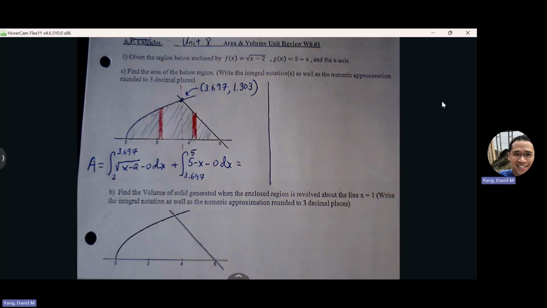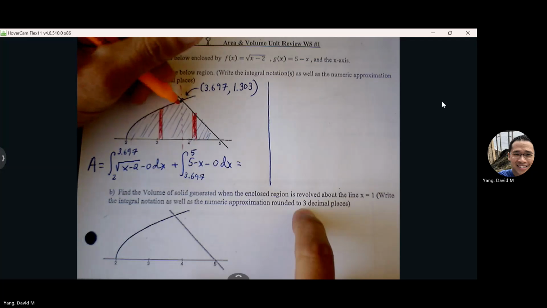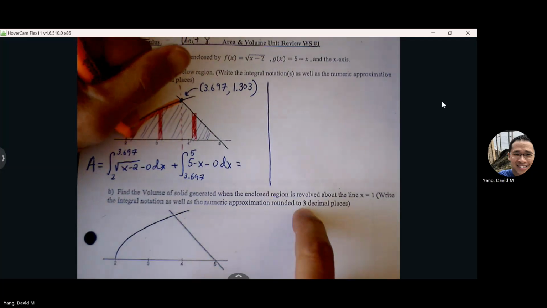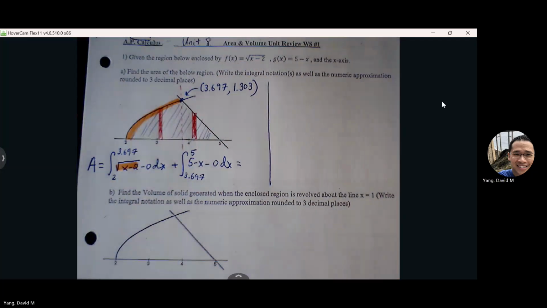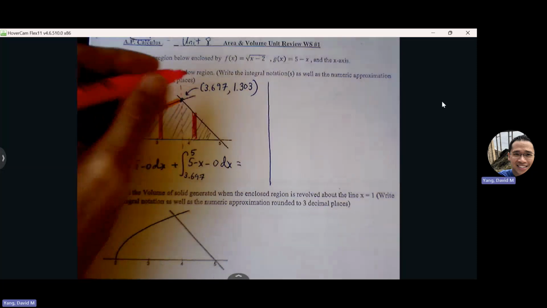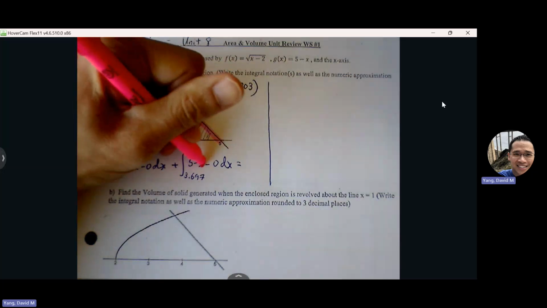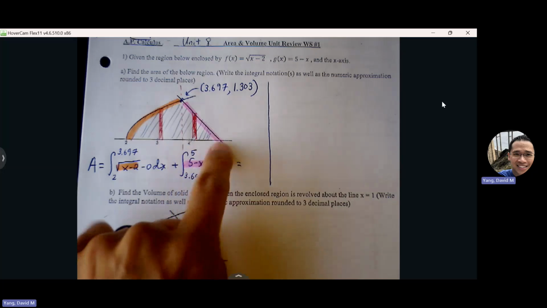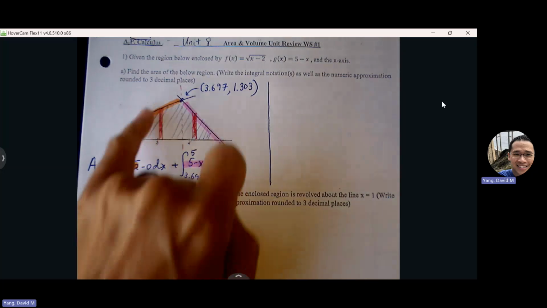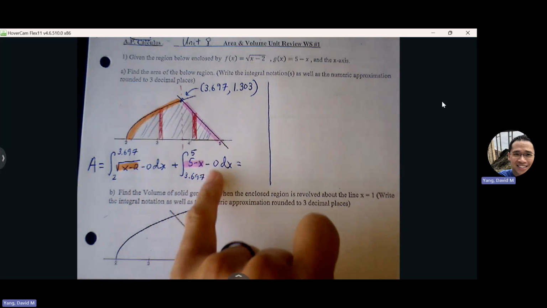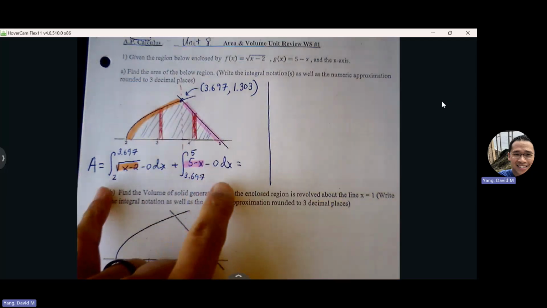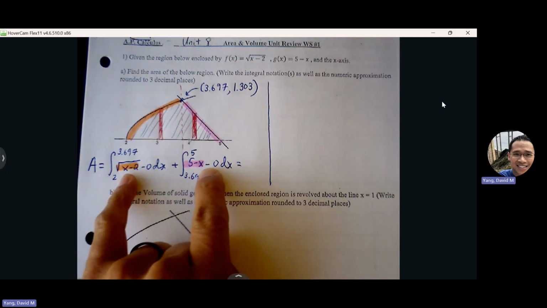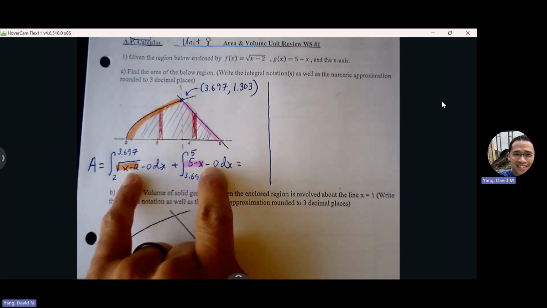So for my left region, the top graph is root x minus 2. For the region on the right, the top graph is 5 minus x. The bottom is represented by the x-axis, which is y equals 0. So top minus bottom for my left region, top minus bottom for my region on the right. Make sure your area formula looks a lot simpler. There's no pi, there's no parentheses squared. It's just top minus bottom, and that's it.